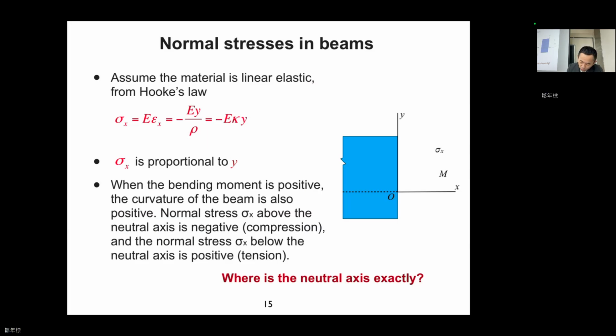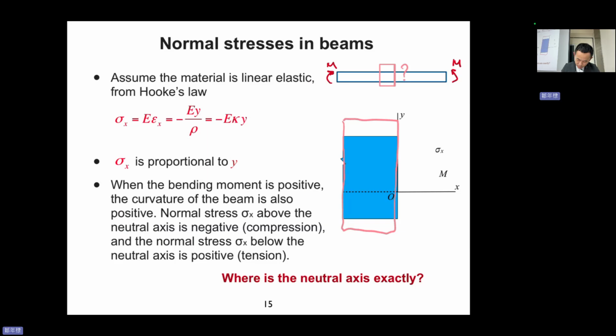So now if we have a bar, and it has a bending on it, and I want to know, if I just cut it, on this surface, what is the normal stress on that surface? So I enlarge it.